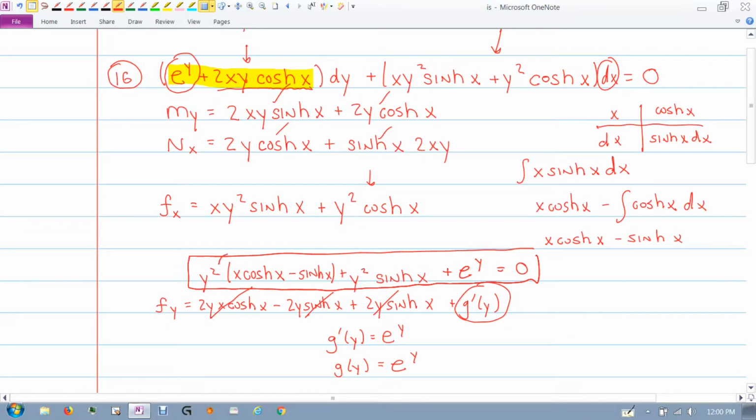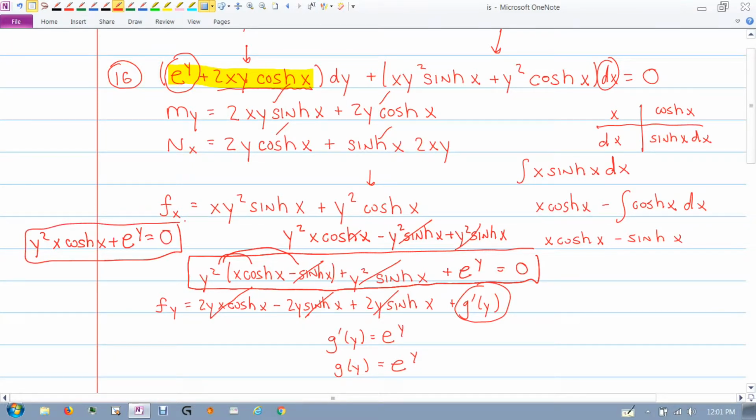Now, I should have noticed this. If I would have distributed, which I tried to do, and then my computer acted funny, the next term here, minus y squared sine hyperbolic x, would cancel with this one. So when I distribute through, I'm basically going to kill this off and this off. And so these are gone. So really all we have at the end of the day is y squared x cosine hyperbolic x plus e to the y equals 0. Okay, and that should be it for that one.